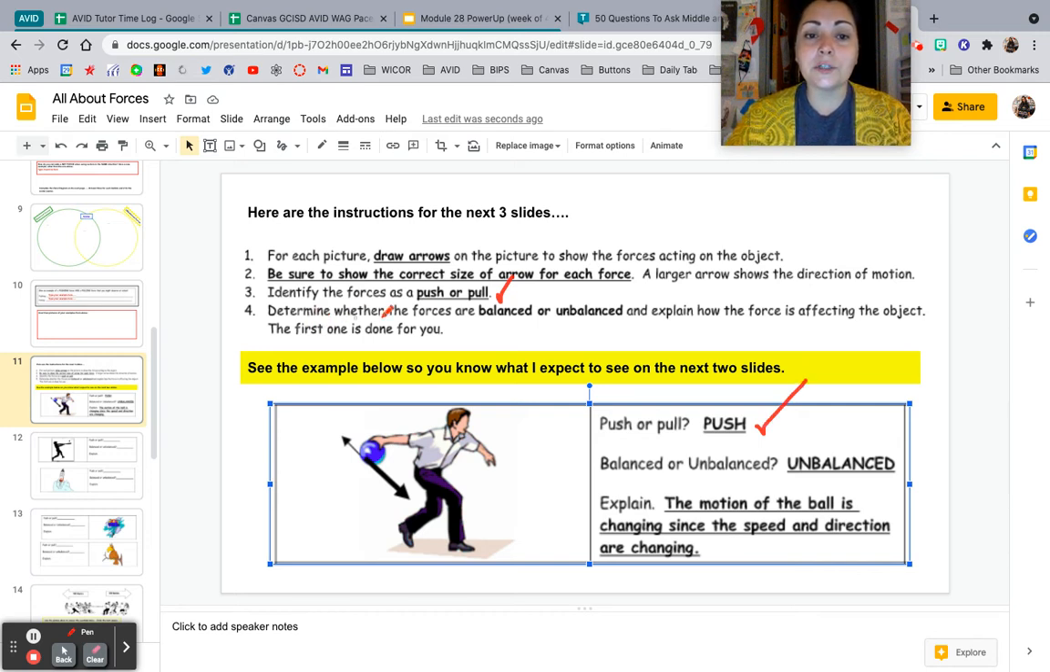And then you are going to determine whether the force is balanced or unbalanced. You're going to say whether it's balanced or unbalanced. And then this is the key part, y'all, the explain. So why is it balanced or unbalanced? So y'all are going to do the same thing.